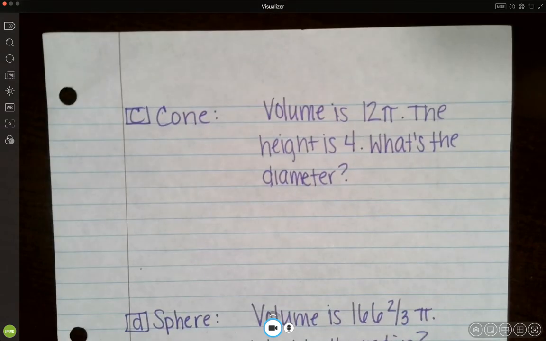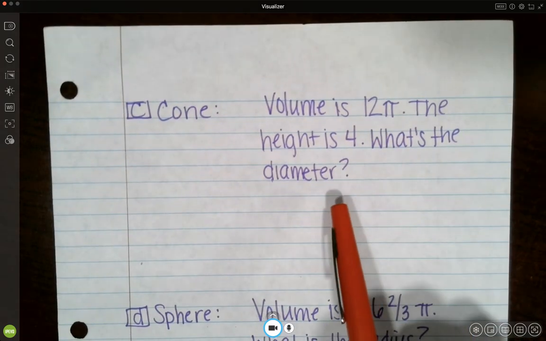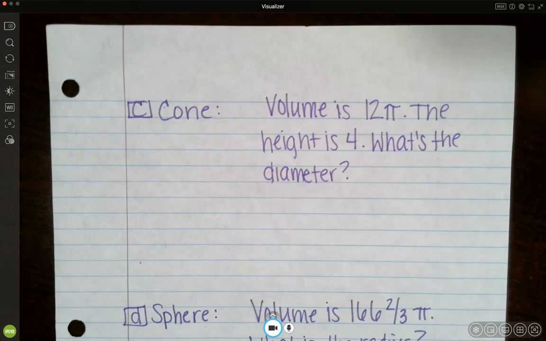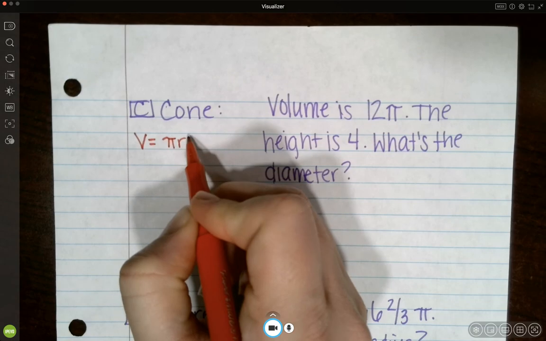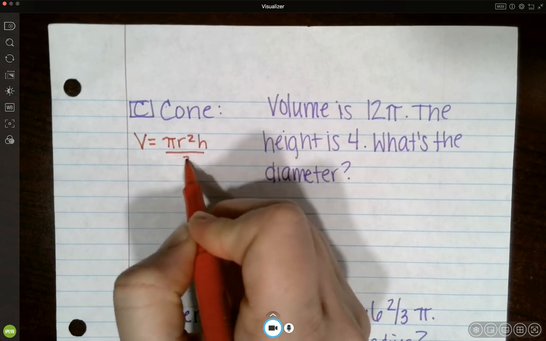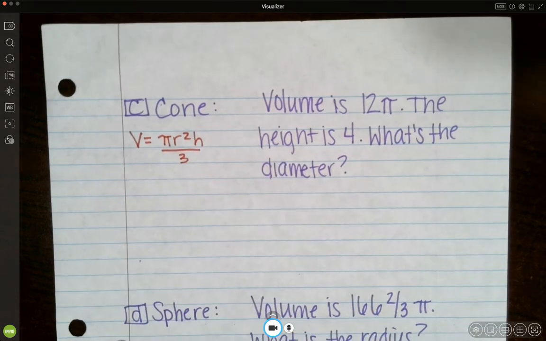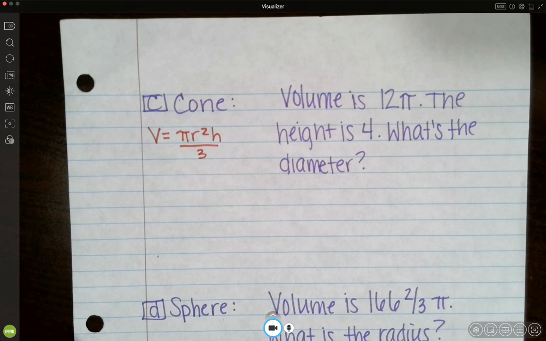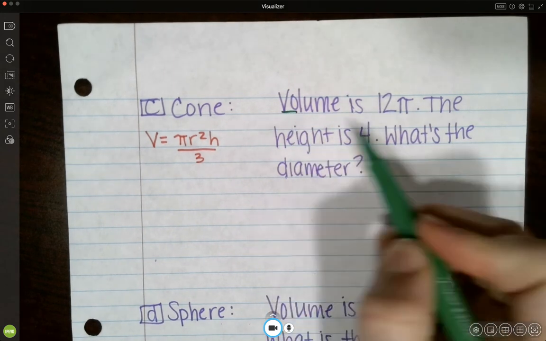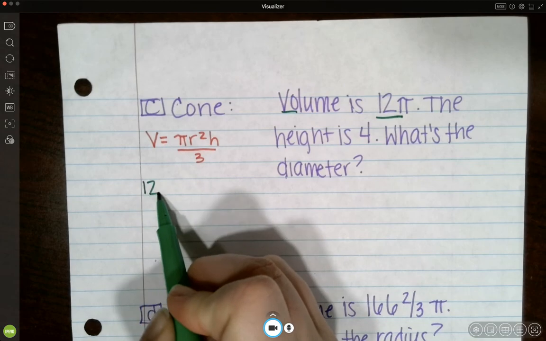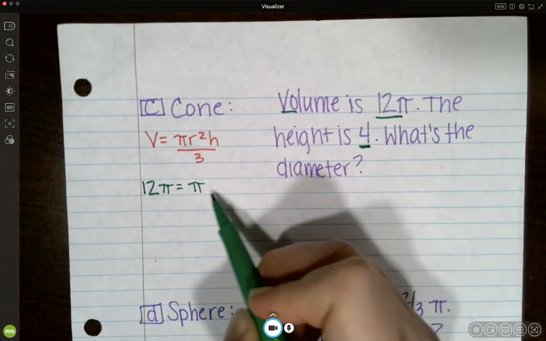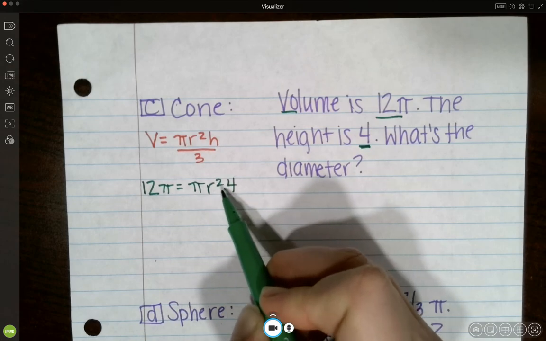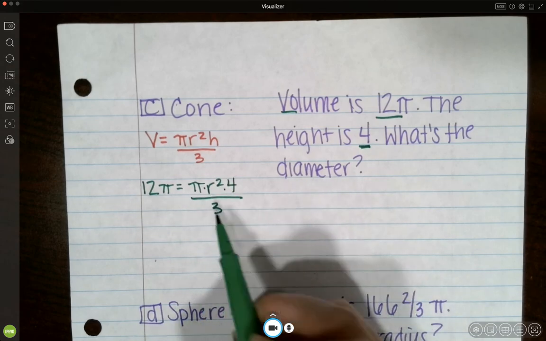So first and foremost, with a cone, we have a volume of 12 pi and we have a height of 4, and the question is, what is the diameter? So again, we start with the formula. Volume equals pi radius squared times height, and we're going to divide it by 3. We're then going to fill in our pieces and parts. So volume is 12 pi. The height is 4. And we have to divide all of this by 3.